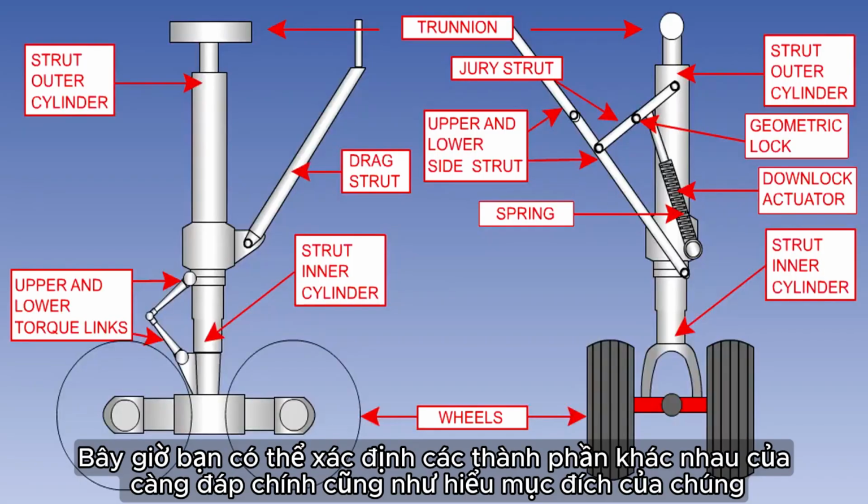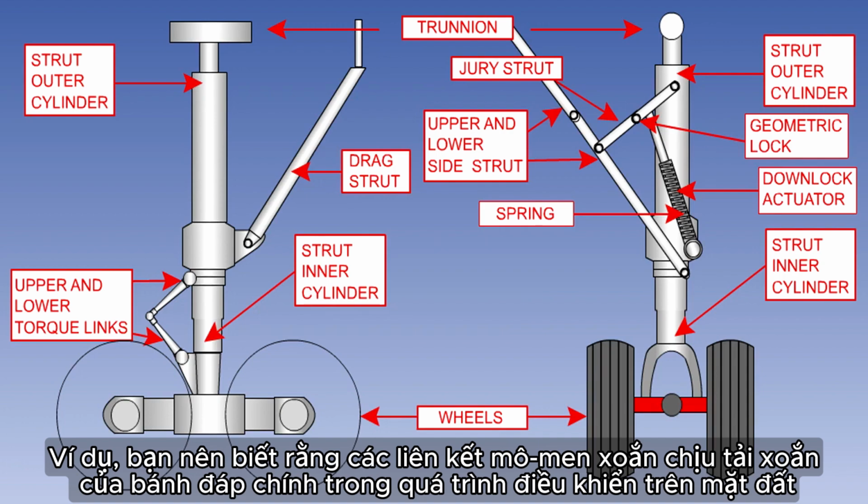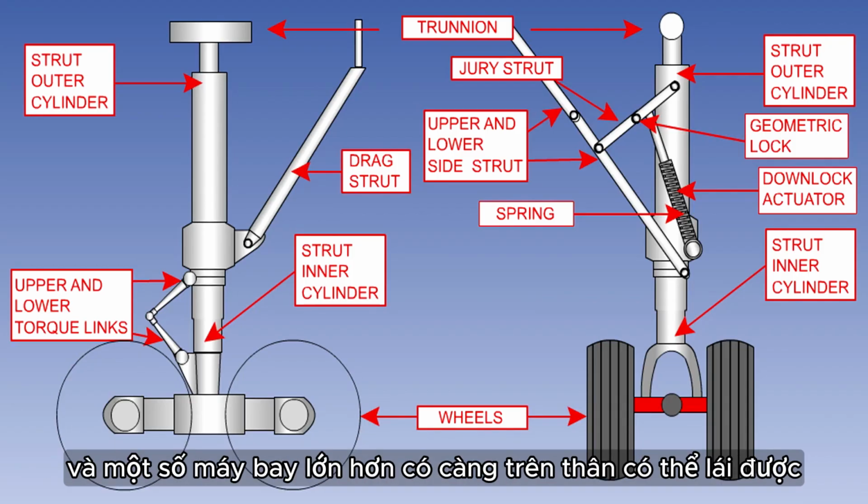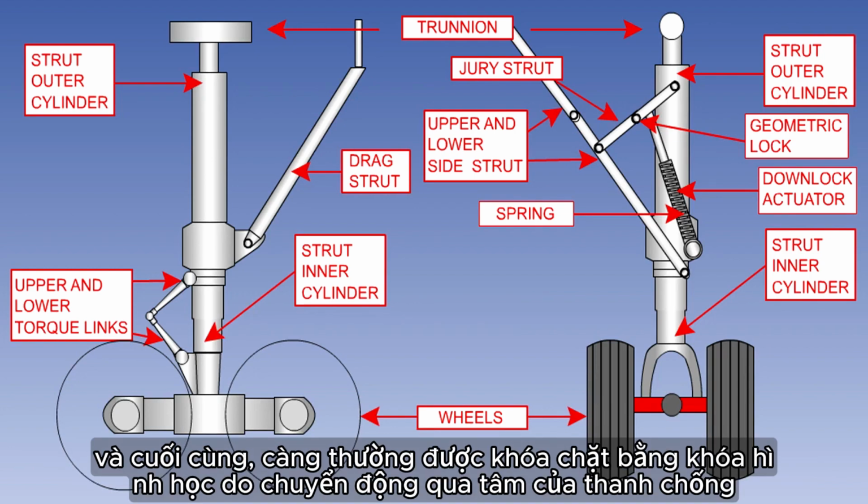You should now be able to identify the various components of the main landing gear, as well as understand their purpose. You should know, for instance, that the torque links take the main landing gear torsion loads during ground maneuvering, and that some larger aircraft have a steerable body gear, and that lastly the gear is normally locked down by a geometric lock produced by the over-center movement of the jury strut.